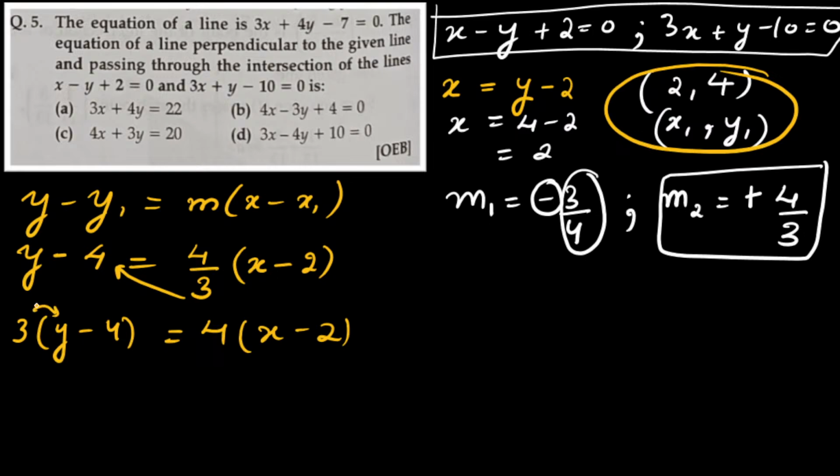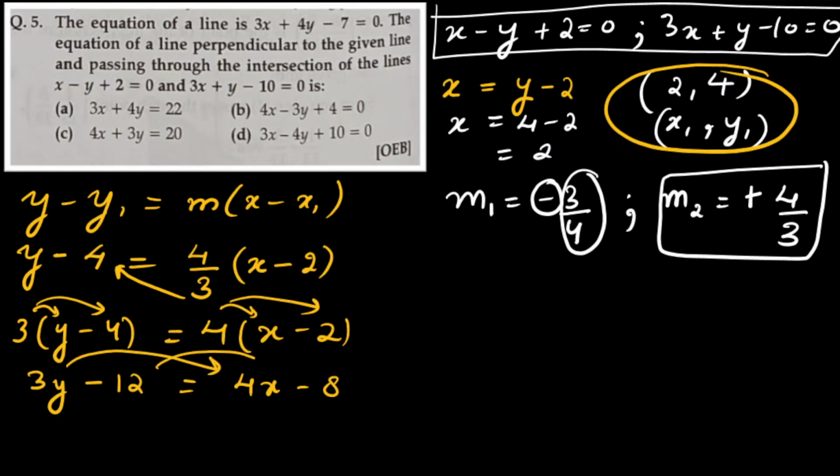Bracket multiplication we can do. 3 into y is 3y. 3 into minus 4 is minus 12. 4 into x is 4x minus 8. So both have been multiplied. Now let's make x positive. So these things I'll shift to the other side. Or we can also do one thing. Let's write numbers on one side and variables on the other side.